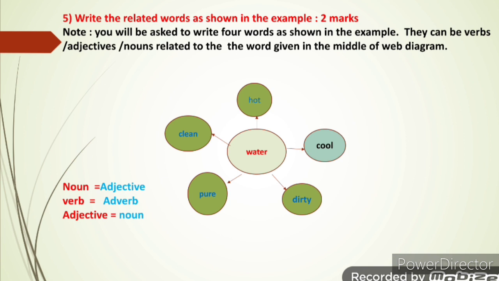Suppose there is a verb in the middle, write related words, adverbs of it. Suppose there is an adjective in the middle, write related words, nouns. Look at the diagram. Water is in the middle. It is a noun. Write adjectives like dirty, pure, clean and hot.